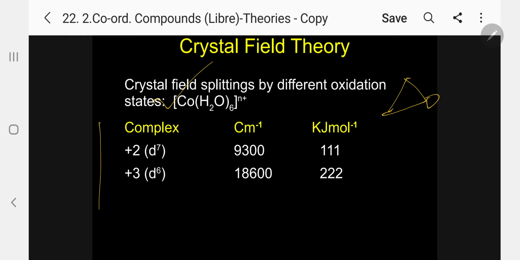Here I am taking a specific example of the +2 and +3 oxidation states of cobalt ion. Hexaaquacobalt, the n plus ion. Why am I putting n plus? Here 2 plus, here 3 plus, that's why I am putting n plus there. For 2 plus it is 111 kilojoule per mole, for 3 plus 222. Kindly follow, it is simply double with the change in oxidation state. So the higher the oxidation state, the higher will be the delta 0 value, the splitting value, the energy difference.